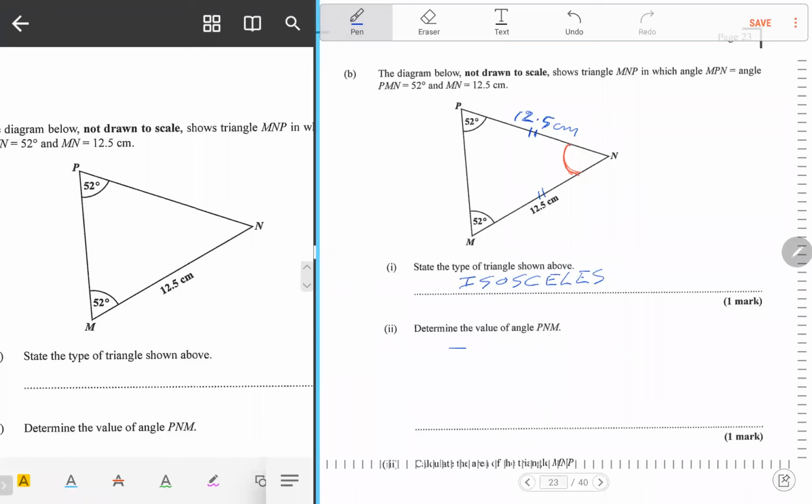So angle PNM is 180 degrees minus 2 times 52.